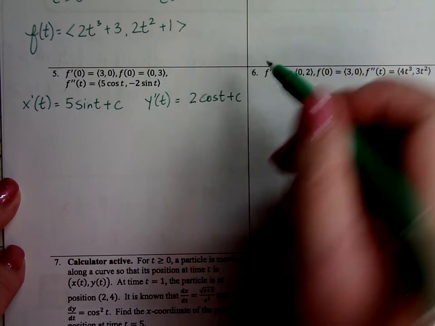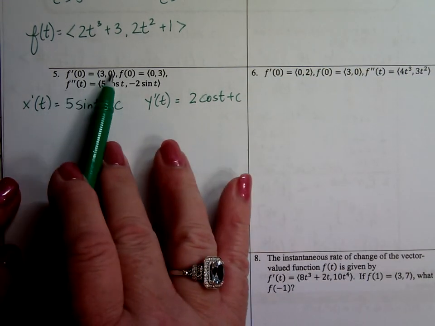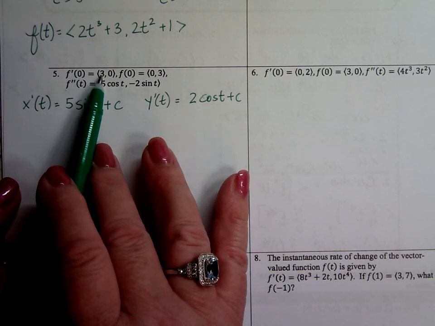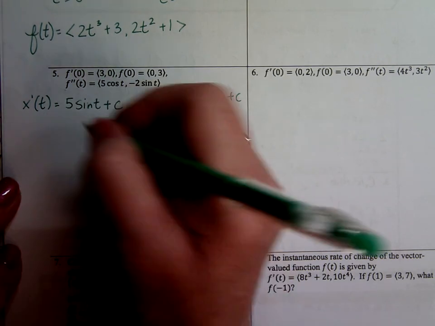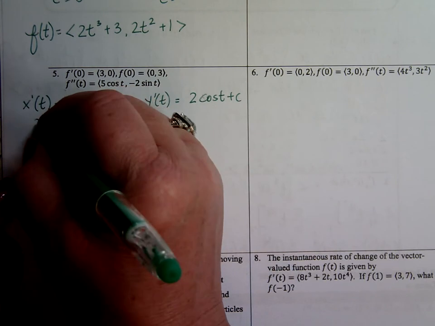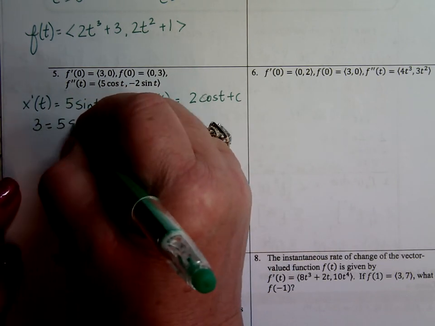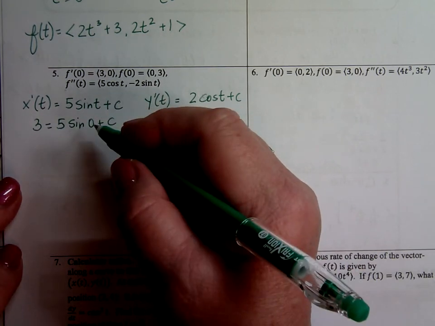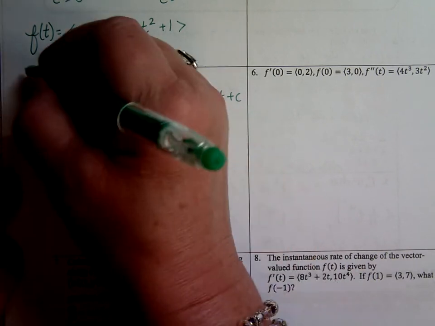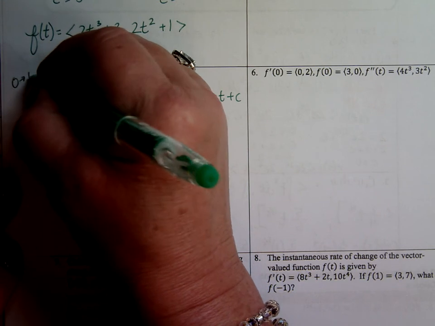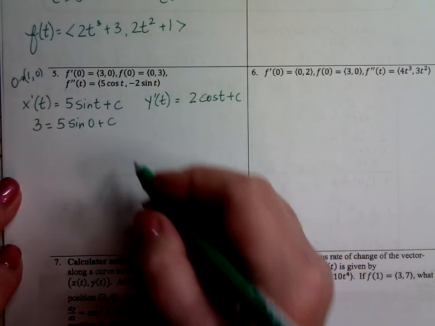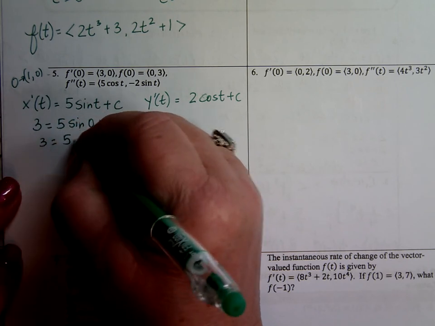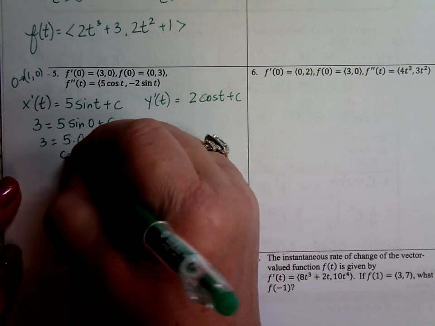And now I can put in the initial condition, and I'm using this original one for the derivative. When t equals 0, x is 3 and y is 0. So here we go. x is 3. 5 sine of 0 plus c. Sine of 0 is the coordinate 1, 0. Sine is the y, so that's a 0. So this is 3 equals 5 times 0 plus c. Gives me a c that's 3.